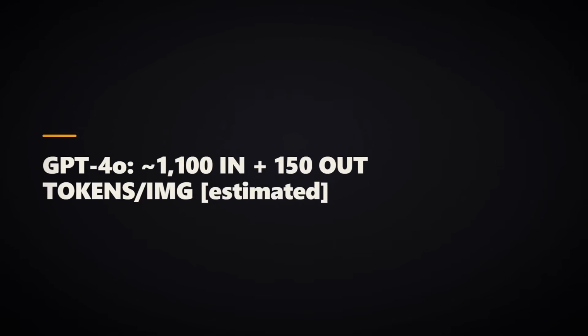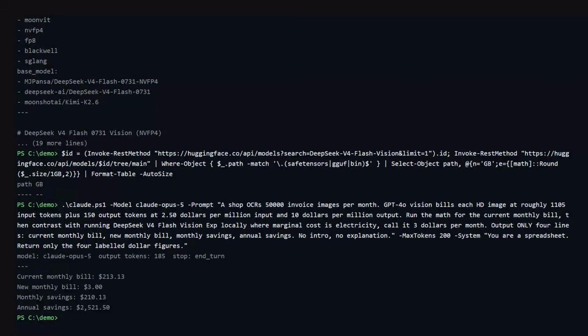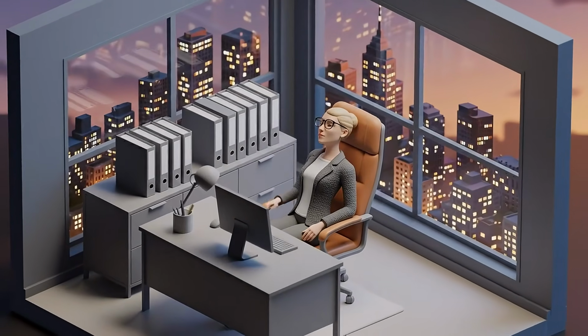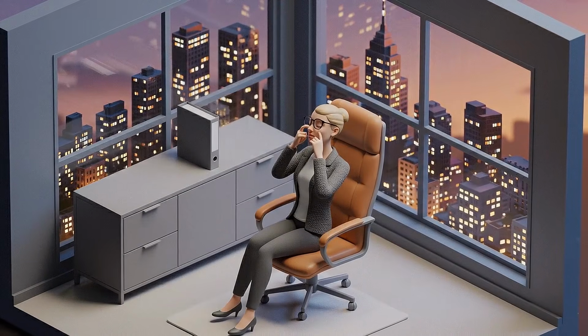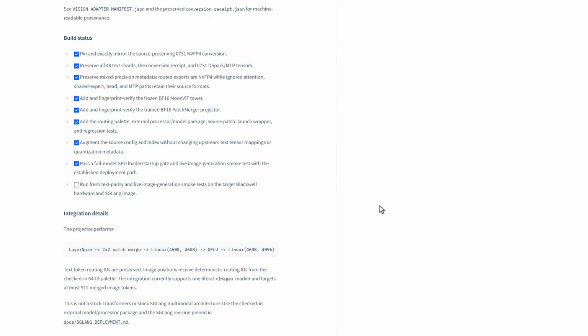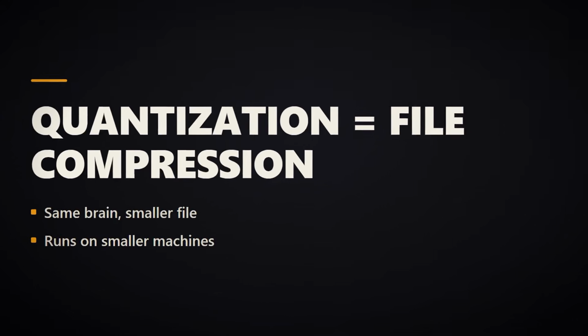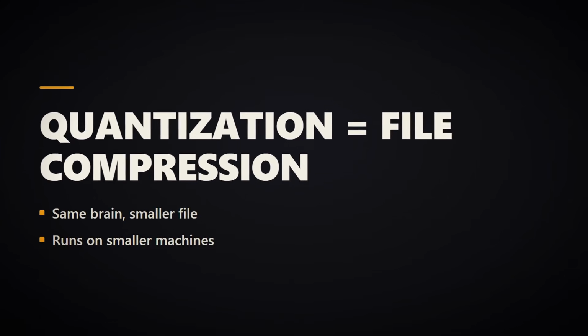Then the cost math. I fed Claude a real workload. 50,000 invoice images processed per month. GPT-4o Vision billed per token, roughly 1,100 input tokens per HD image, 150 output tokens at the current price sheet. Current monthly bill, $213. New monthly bill on a local box, $3. $210 saved every single month, $2,521 every year, on one workflow, in one shop.